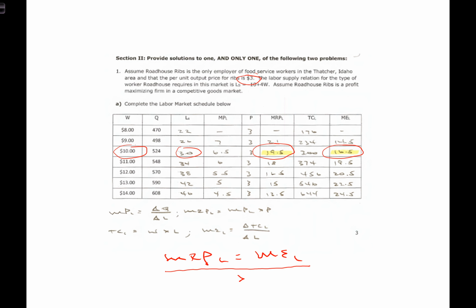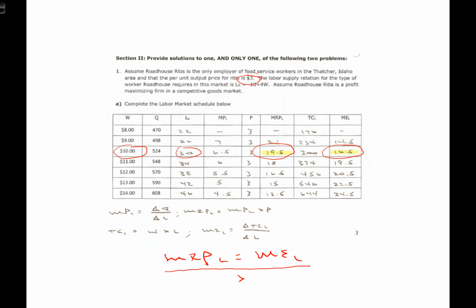Now you might say, well, why don't we go a little bit further? We know that at something between 30 and 34 workers, we probably get to an actual equality where MRP of L is actually equal to ME of L. Well, maybe we do, but if we're going to make a guess here, we're going to have to guess that as we move 1 unit of labor, it's going to be a constant proportional move in MP of L and then MRP of L and ME of L. And we don't have information to tell us that.